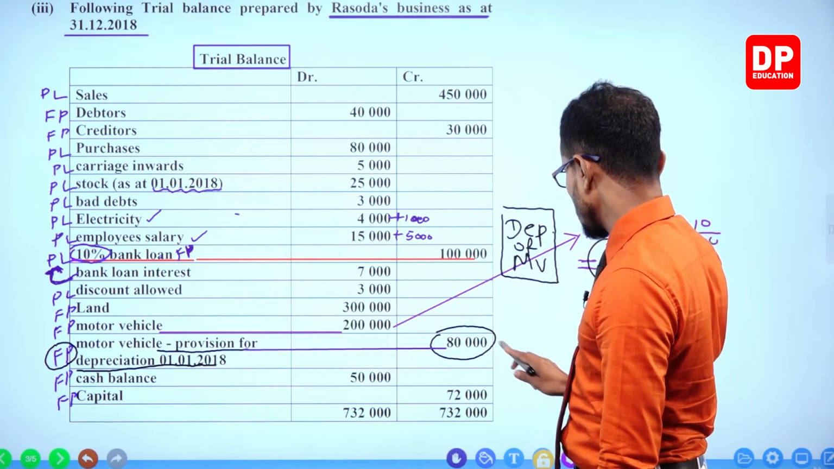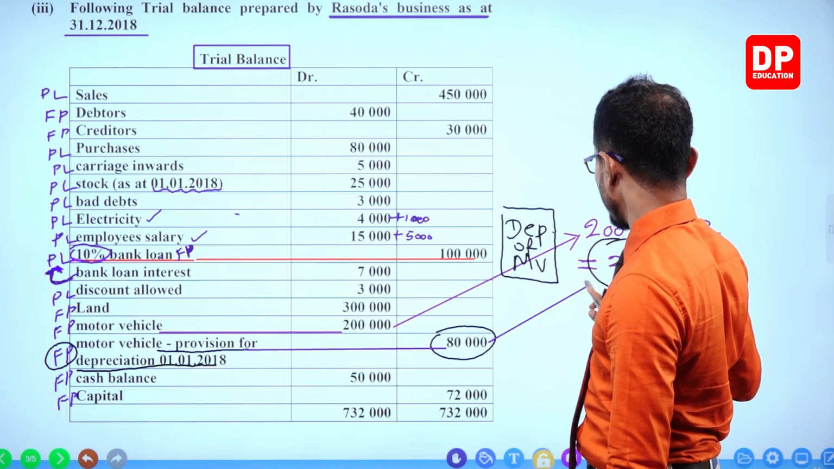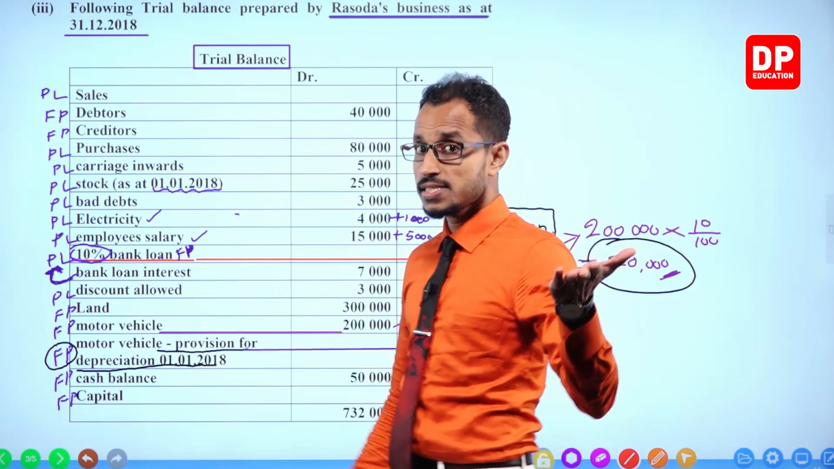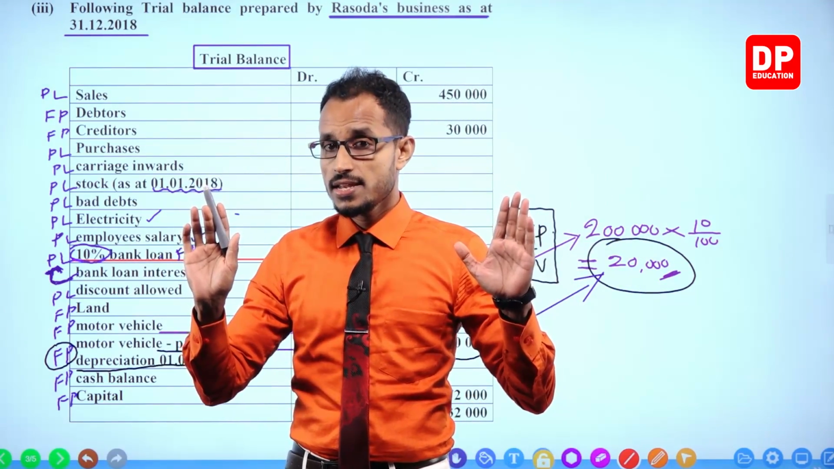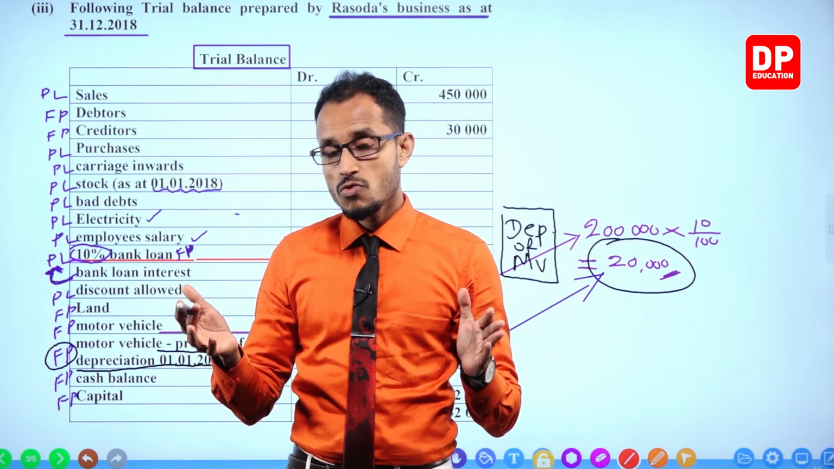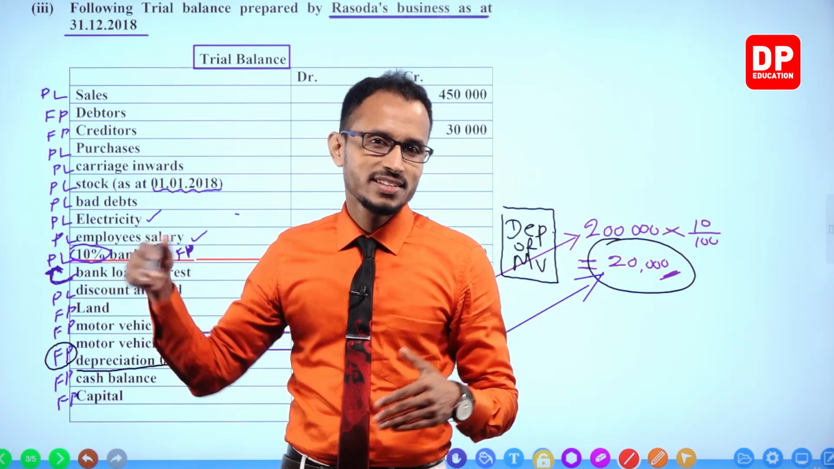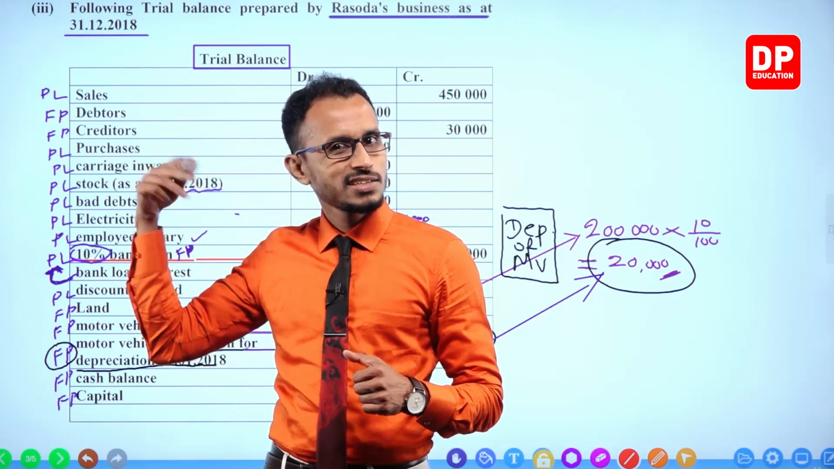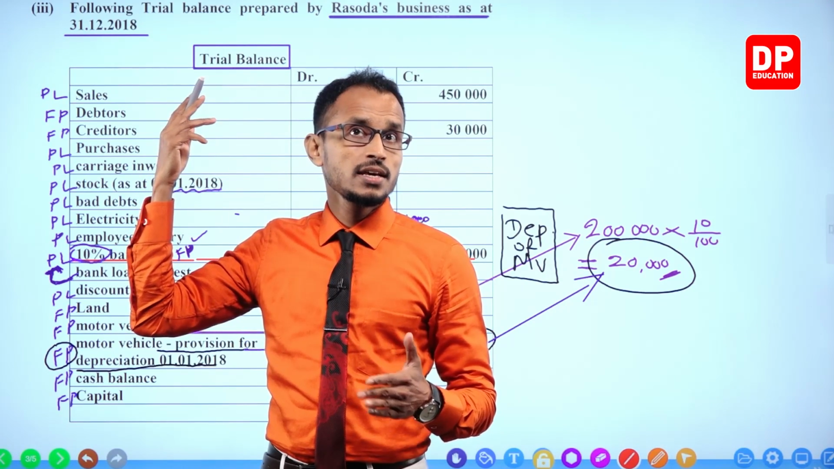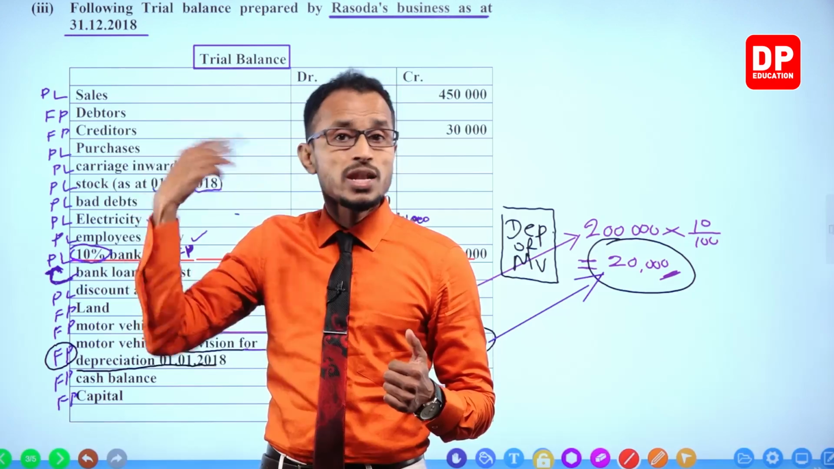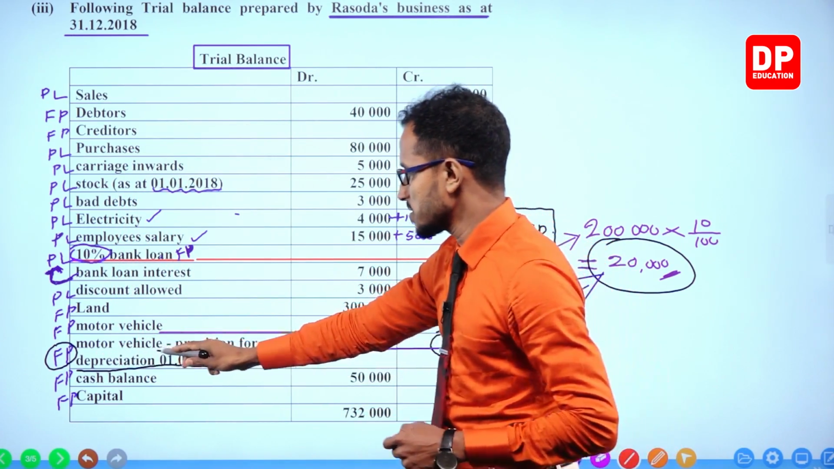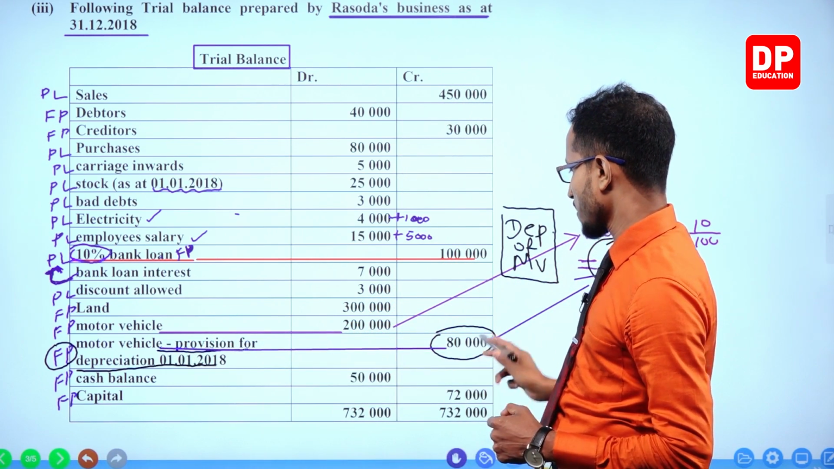Got it? That should be added to this 20,000 because provision means the accumulated or added up depreciation of motor vehicle for the entire period. What I mean by entire period is up to now, for the past years, added up depreciation. It is the provision for depreciation, 80,000.